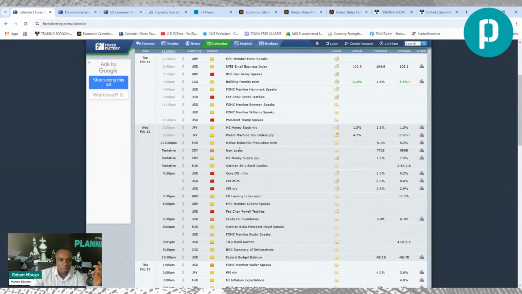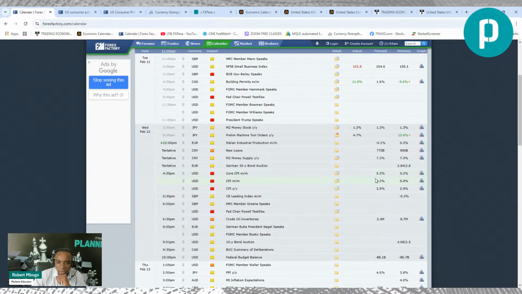Remember, as a trader, the first thing you need to do when you wake up is make sure that you've opened your economic calendar. Forex Factory, we have MyFXBook, we have Investing.com. Get to see the red folders. In this case, what we can see on my chart here is the core CPI. We're interested to see how this number plays out.